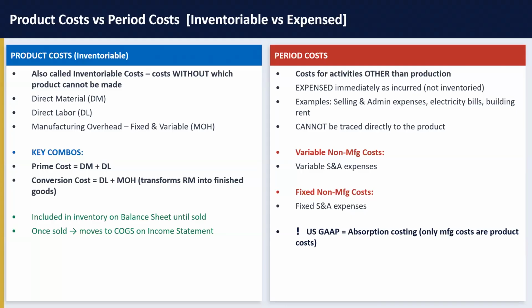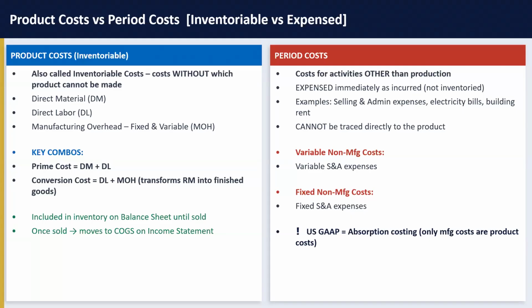So in our product cost, we'll be having direct material, direct labor, and manufacturing overhead, which is both variable and fixed. So what are the key formulas that we need to know in product costs? First up, we have the prime cost, which is nothing but direct material plus direct labor. Then conversion cost. So what is this conversion cost?